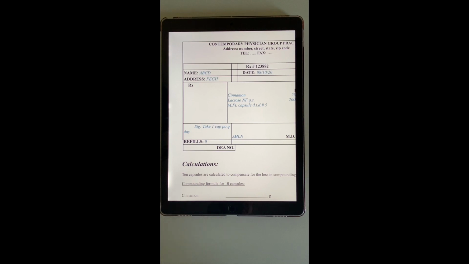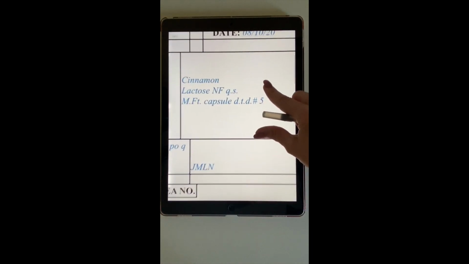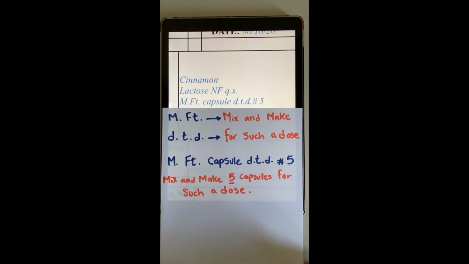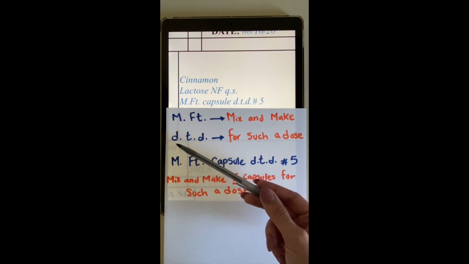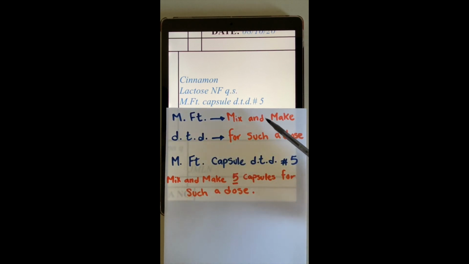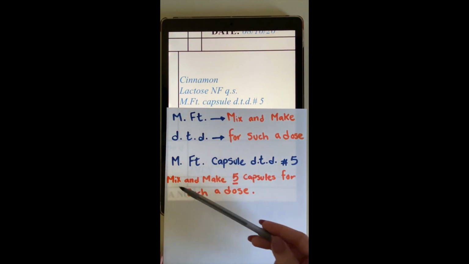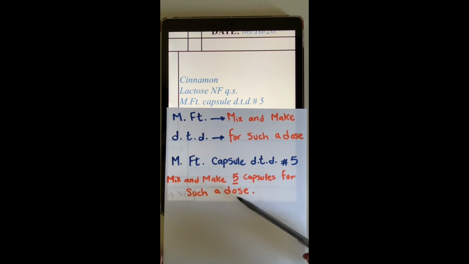The very first thing I usually do when I have a prescription in front of me is read the instruction. As you can see, there are two parts. Going over the first part, I have broken it down into different sections, so let's go over it together. M.F.T., mix and make, capsule, is telling you the dosage form. D.T.D., for such a dose, followed by a number, which is 5 here, and that's the quantity, the number of capsules that you will be giving to your patient. So let's put everything together: mix and make 5 capsules for such a dose.